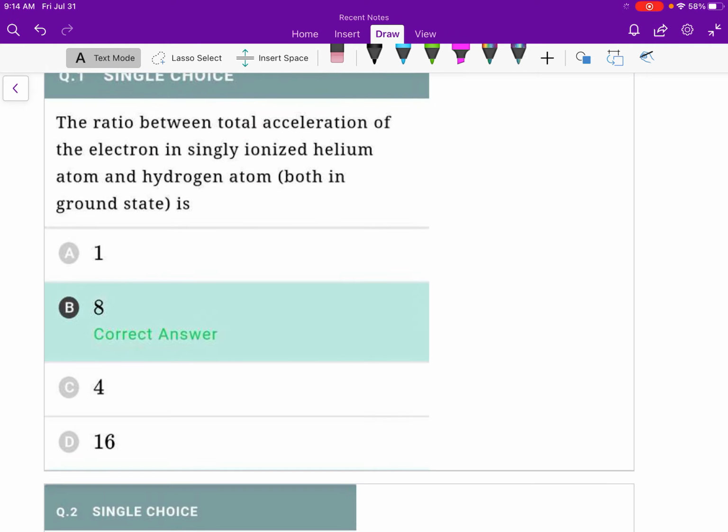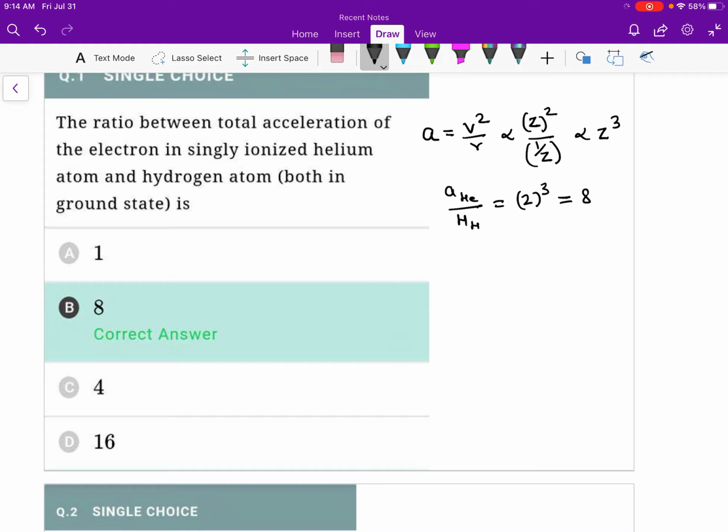So let's start with question 1. The ratio between total acceleration of the electron on a singly ionized helium atom and hydrogen atom in ground state. So acceleration is centripetal, v square by r. Now we know v is proportional to z, so z square, and r is proportional to 1 upon z, so this is proportional to z cube. Now helium is 2, so acceleration in helium upon acceleration in hydrogen is 2 raised to power 3, that is 8 is to 1.